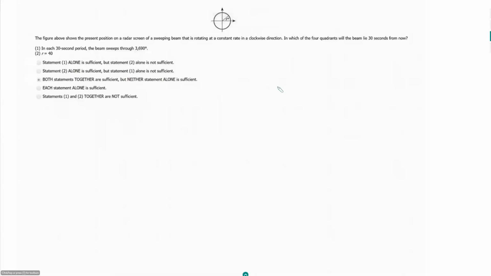The figure above shows the present position on a radar screen of a sweeping beam that is rotating at a constant rate in a clockwise direction. In which of the 4 quadrants will the beam lie 30 seconds from now?